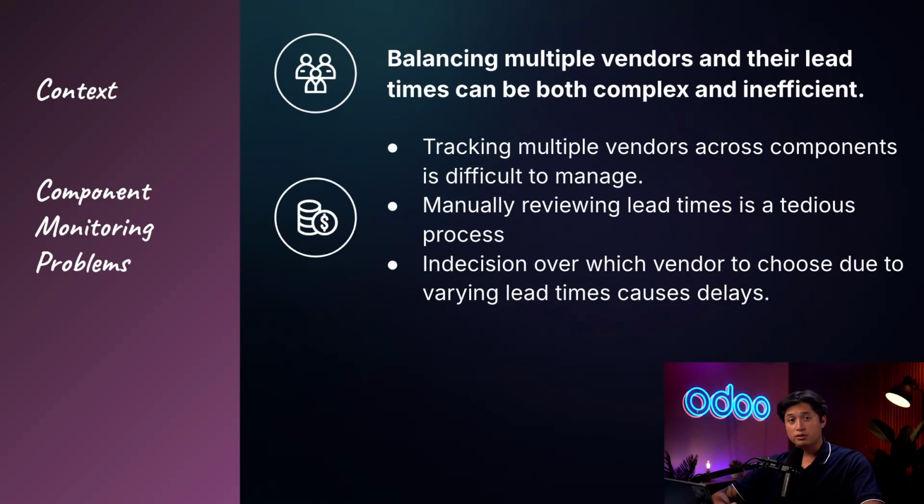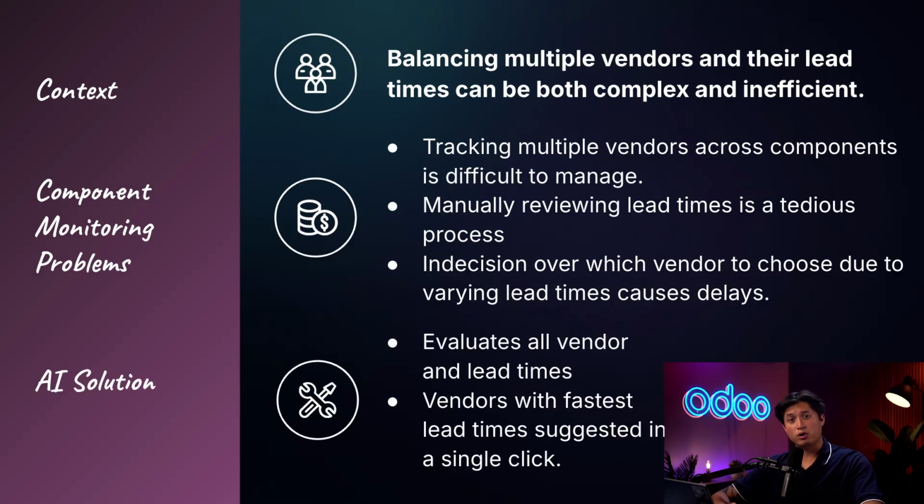Of course, Odoo can already store this information without AI. The tricky part is that a single BOM might have a dozen components, each with multiple different vendors. Manually comparing lead times across them all is slow and repetitive, so that's where our AI component monitoring comes in. Instead of clicking through all the materials that we need to order and looking up which vendors can deliver fastest, the AI can instantly evaluate all the options for you.